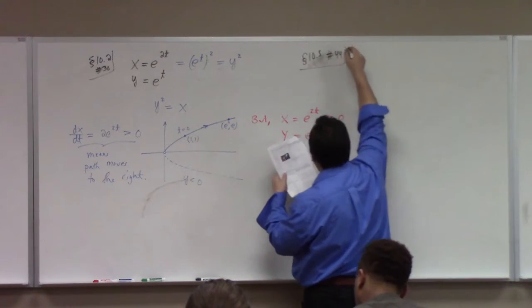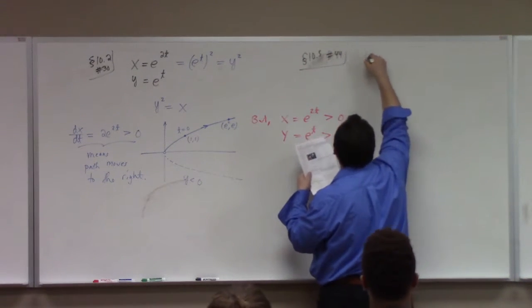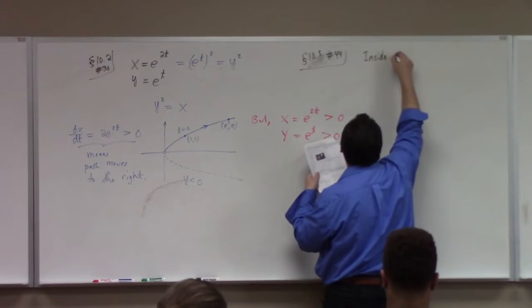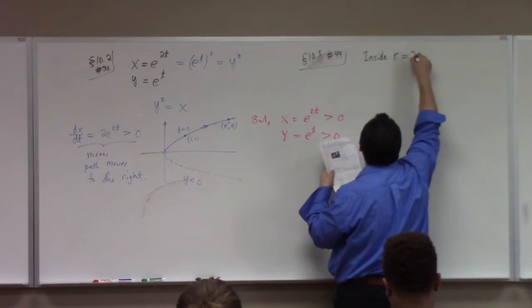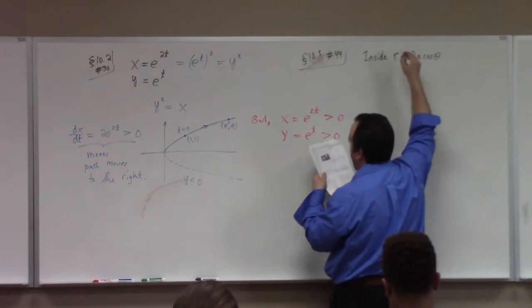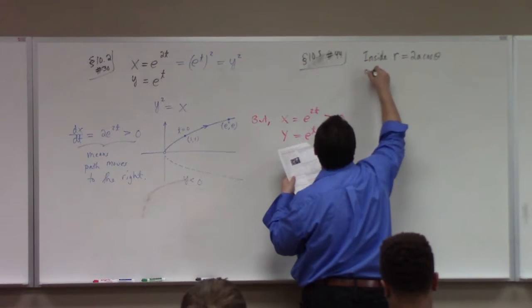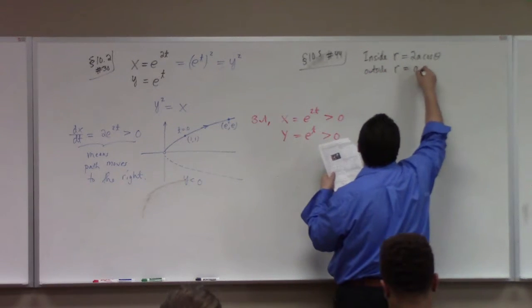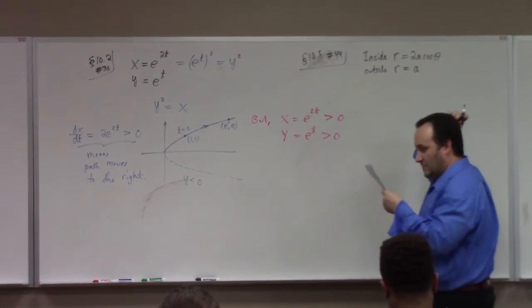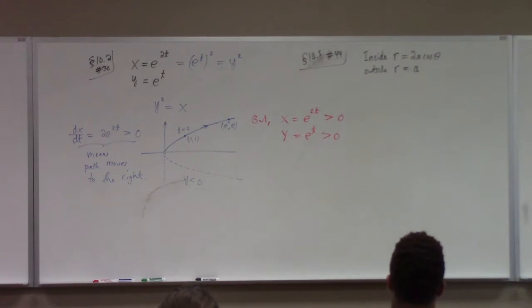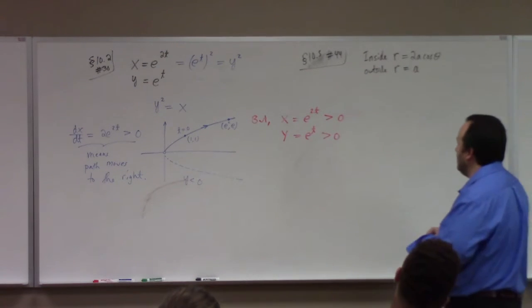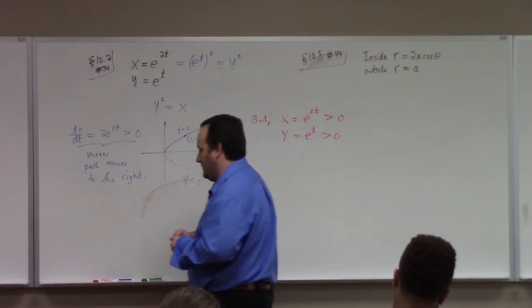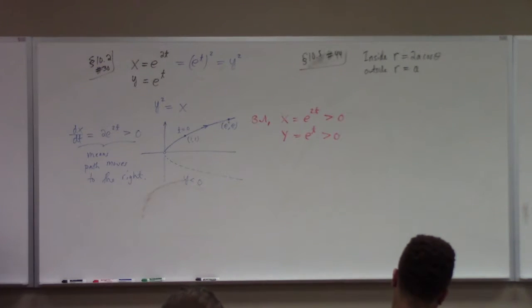We're inside r equals 2a cosine theta, and outside r equals a. We're supposed to find the area of the region so described. Now, again, I think for things like this, the algebraic approach is superior to the make a polar plot and use it approach. All right.